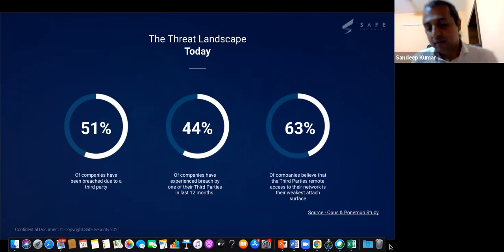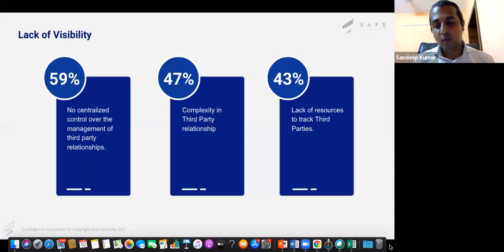Besides knowing all the risk, what was even more concerning, a revelation from the Ponemon study, was that most of these organizations lack a comprehensive inventory of the third parties they actually work with. There's absolutely no doubt that the lack of visibility of your third parties has been one of the contributing factors for the rising third-party breaches that we've been witnessing. Around 59% of them said that they don't have centralized control over third-party management. 47% of the companies believe that the complexity in the third-party relationship has been a barrier to maintaining an inventory of their third parties. And 43% believe that the lack of resources or in-house competencies has been a challenge in tracking and continuously monitoring third parties.